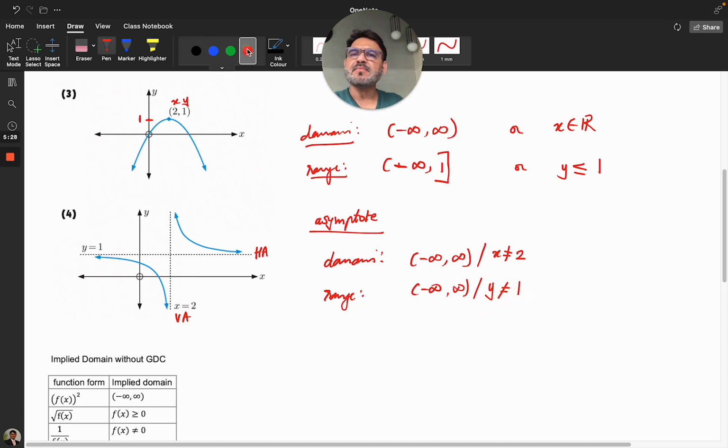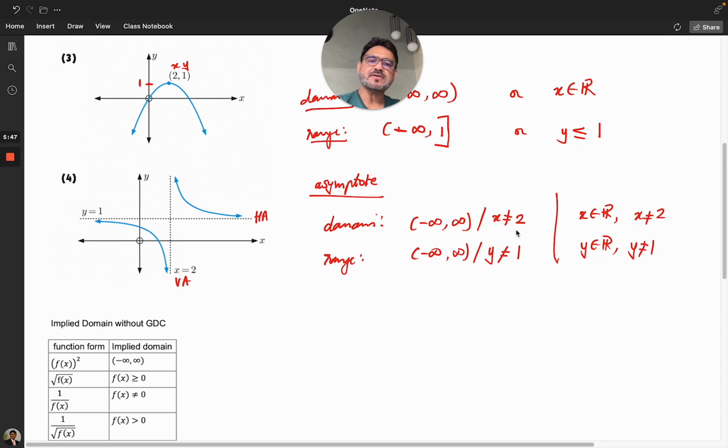Yeah. There are a number of ways of writing it. If you want to write using this, you can say the other way of writing it: X belongs to the set of real numbers, X is not equal to 2. Y belongs to the set of real numbers, Y is not equal to 1. So that's how you write your domain and range. Domain are the x values, range are the y values. Lowest, highest, and excluded unit.